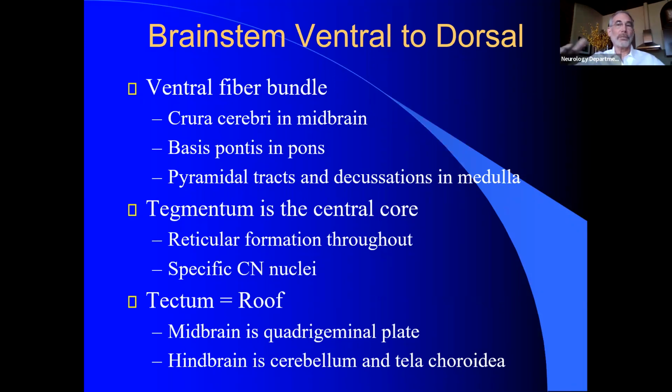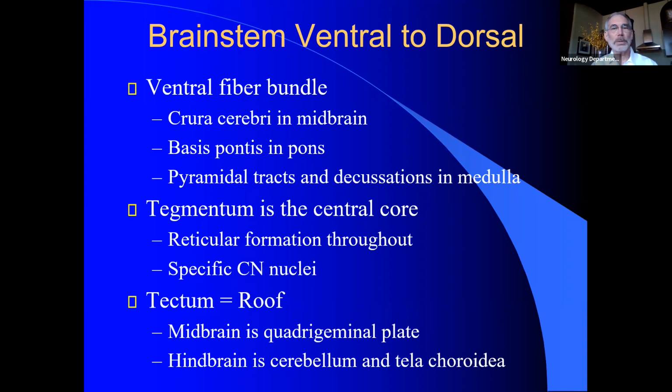If we switch from these gross external views and start looking at cut sections in axial, then we start to get a sense of the ventral to dorsal transitions within the brainstem. In general, the most ventral portion of each of the midbrain, pons and medulla contains the ventral fiber bundles that we talked about. They have different names depending on where they are, but they're all that one pathway. Immediately dorsal to that is the tegmentum, which is the central core of each of the sections. The reticular formation runs throughout the tegmentum.